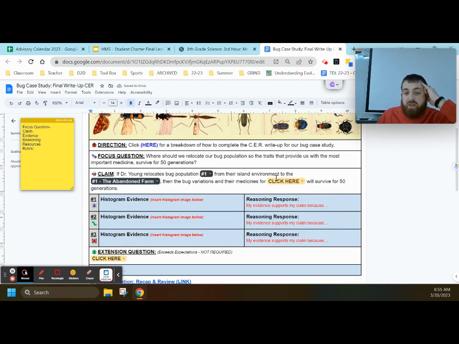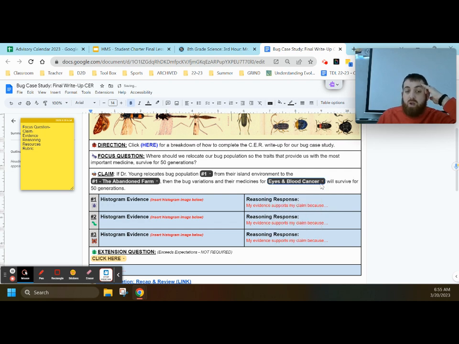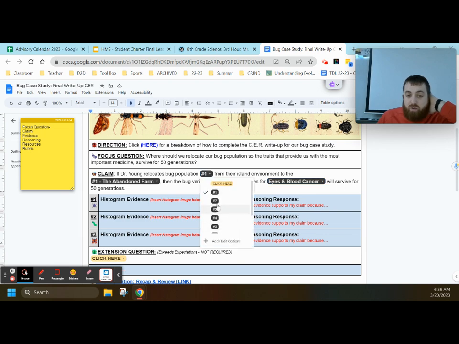Then the bug variations and their medicine for, and this is where you're going to choose: are you trying to produce a population with a lot of eyes to combat blood cancer? Are you trying to produce a population with a lot of legs to combat asthma? Again, I'm just going to pick the first one. Will survive for 50 generations. So your final claim would read: if Dr. Young relocates bug population 1 from their island environment to the abandoned farm, then the bug variations and their medicines for eyes and blood cancer will survive for 50 generations. If you choose something and you're like, oh, I want to pick something else, obviously you can go back and pick whatever you need, but you're going to pick your answers to help create your claim.